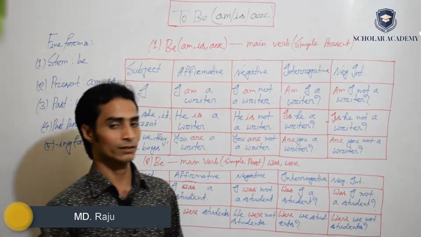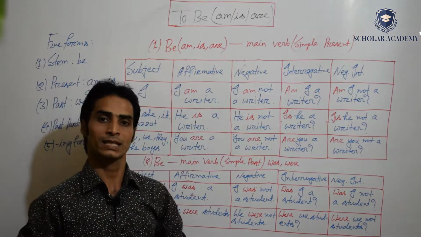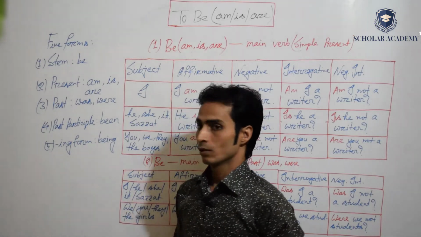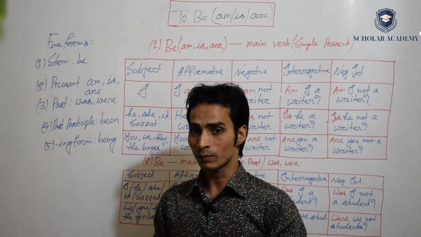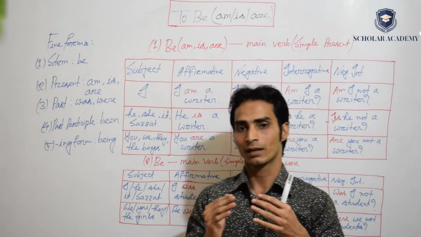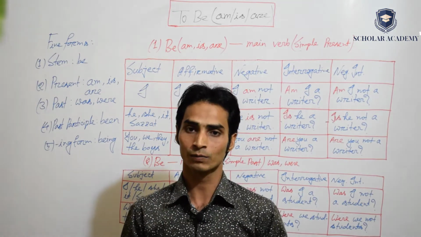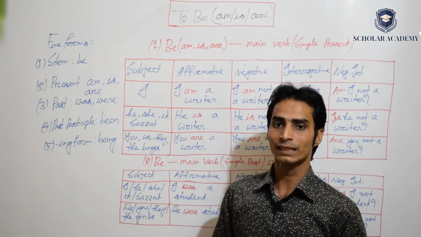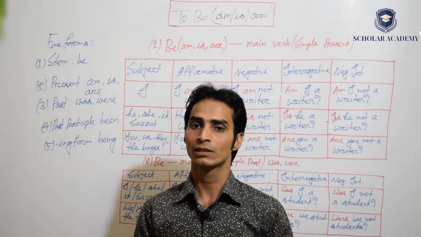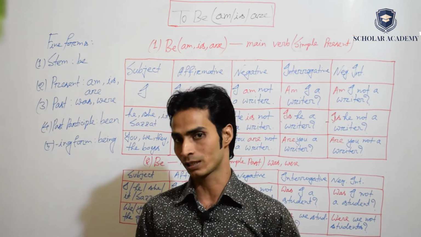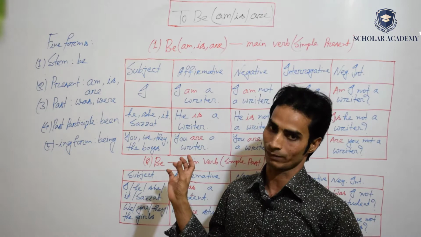Okay, the to be verbs are am, is, are. In English, to be appears a lot of times because to be can be used as a main verb and it can also be used as an auxiliary verb. Okay, today we will discuss that.